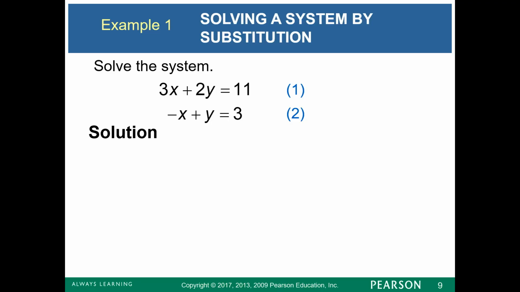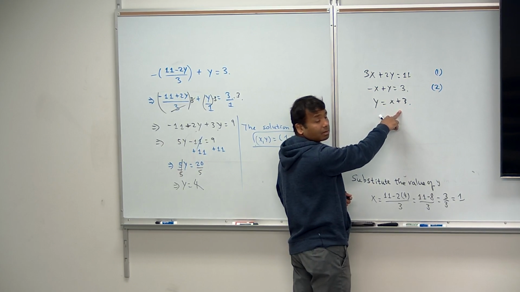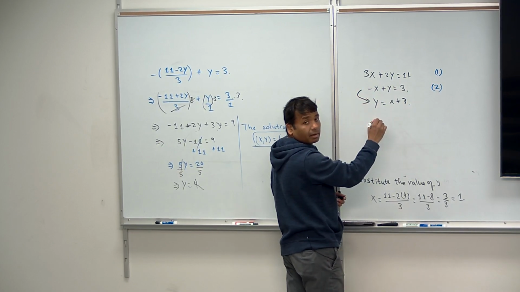So now you can do that, or you can find the value of x from here or y from here and substitute. It's the same thing. You see what I'm talking about, right? So let's say from the second equation, y equal to, if you move this to the right side, x plus 3. It will be easier for you. So y equal to x plus 3, from this equation.